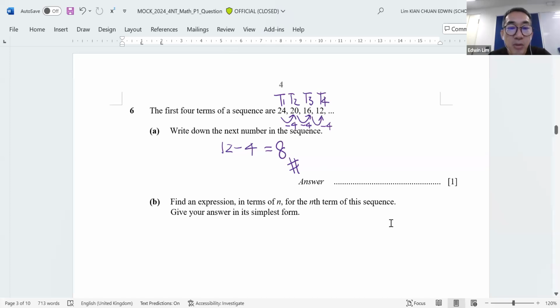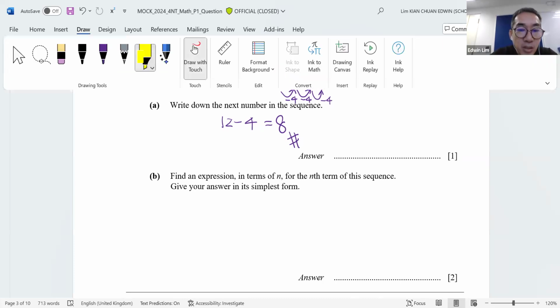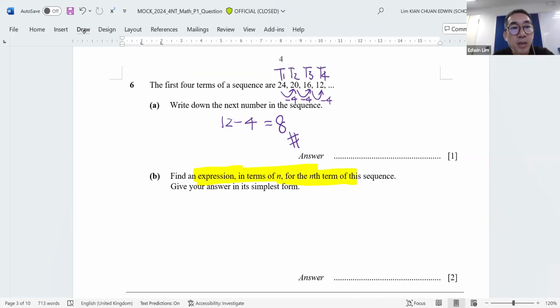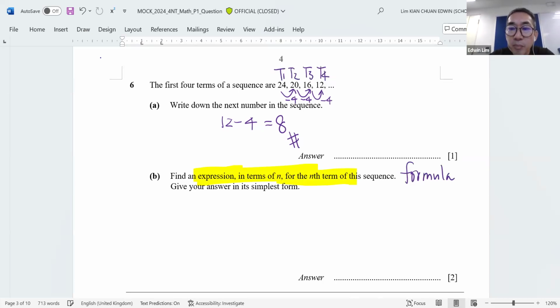6B, they ask you to find an expression in terms of n for the nth term of the sequence. When they ask about this expression and term, they are actually asking about the formula for this special number pattern. All right, to write the formula, you must remember term 0 plus dn. You have to just replace term 0 with a number and d with a number. That's it.